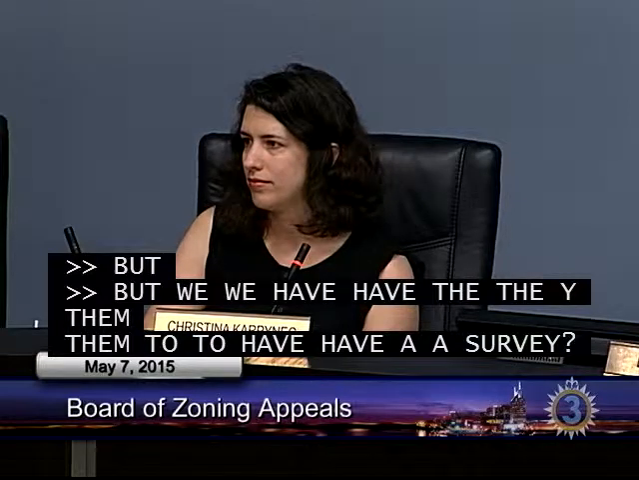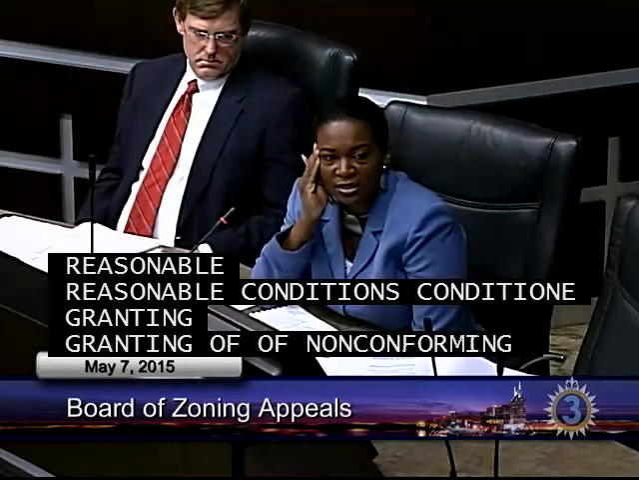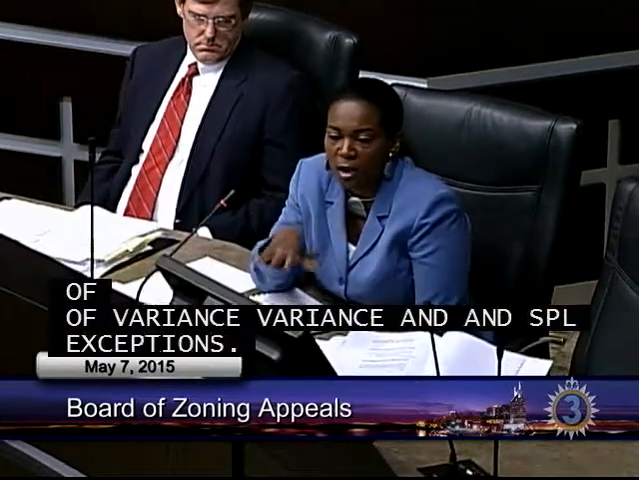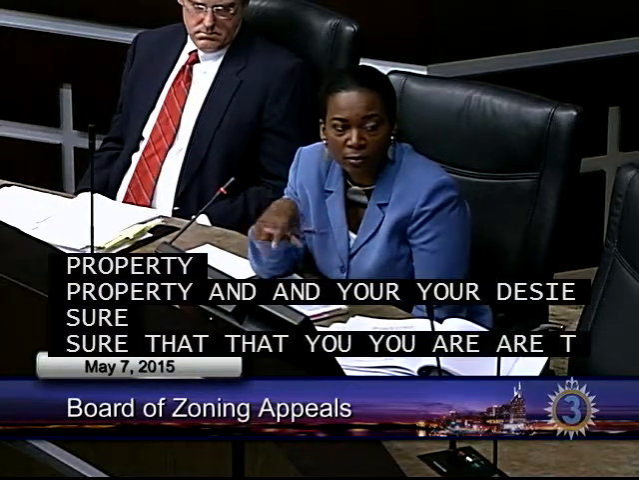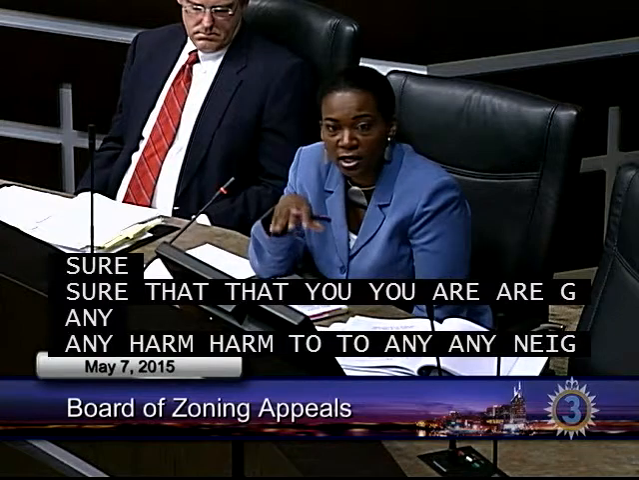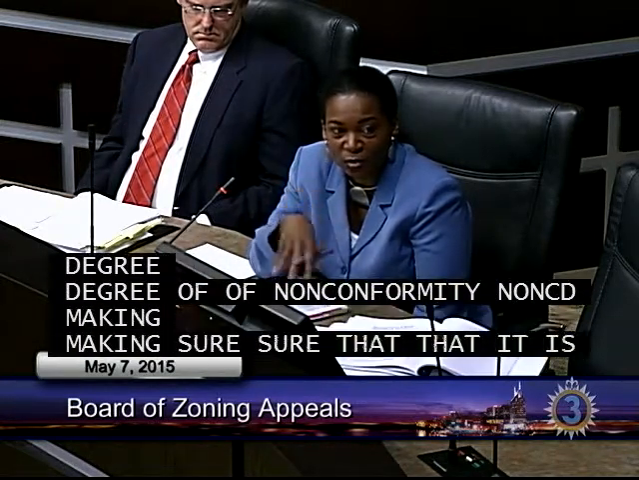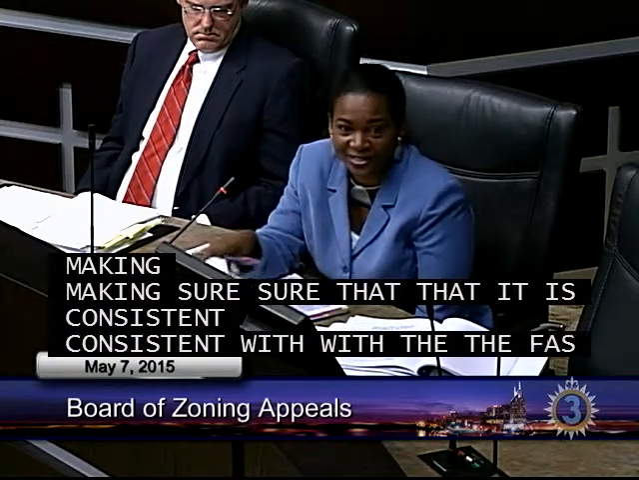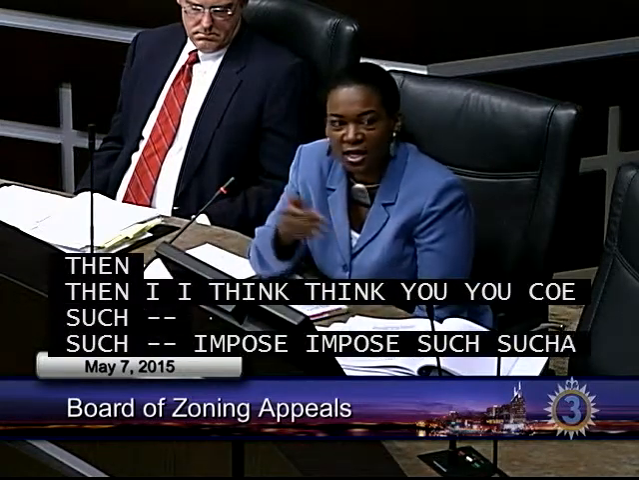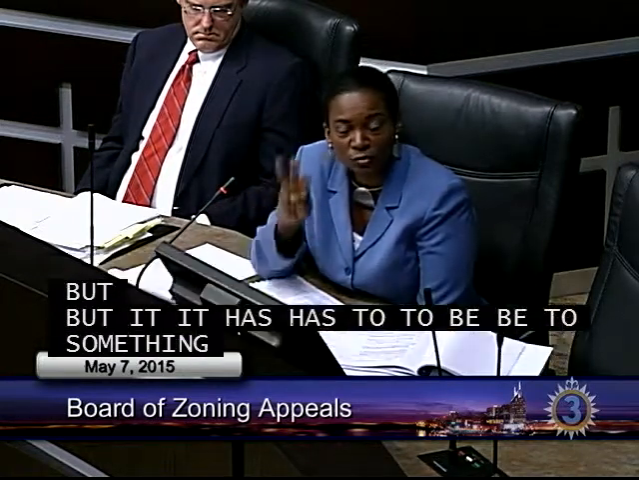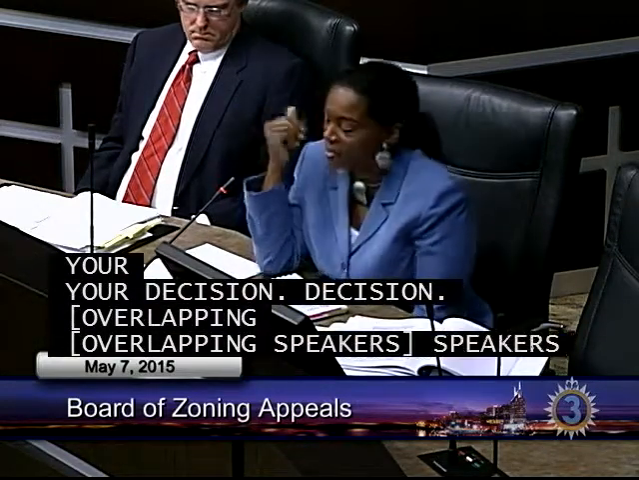The code allows you to impose reasonable conditions on the granting of non-conforming uses, variances, and special exceptions. To the extent that this is tied to the property and your desire to make sure that you are not causing any harm to any neighboring property or increasing the degree of nonconformity and making sure that it is consistent with the FAR that is required in the zoning district, then I think you could impose such a restriction. But it has to be tied to something that is relevant to your decision too. We can't tell them to paint it pink and we'll approve it. Correct.